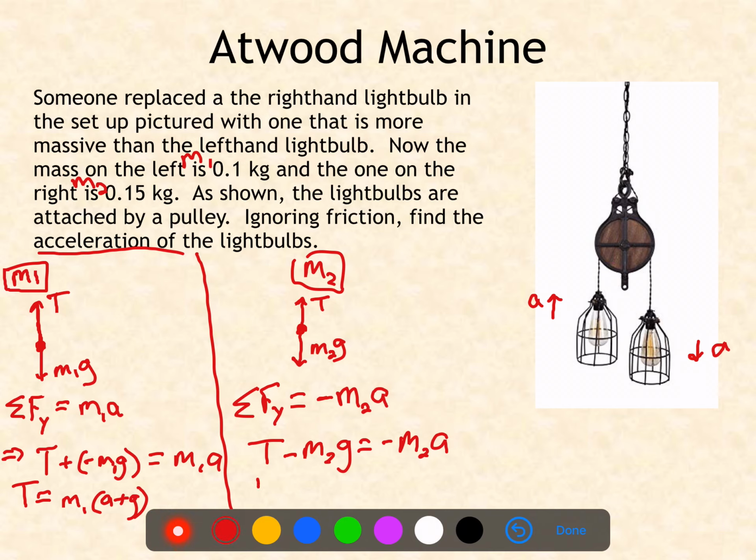And I'm going to say then that m1 times a plus g is going to equal m2 times g minus a. I will leave you to go through the algebra and simplify all of this. We need to isolate the a and get that all on the same side of the equation. So I'm going to put a dot, dot, dot. You should try your hand at making sure you've got all the algebra sorted out. But in the end, you should be able to find this expression.